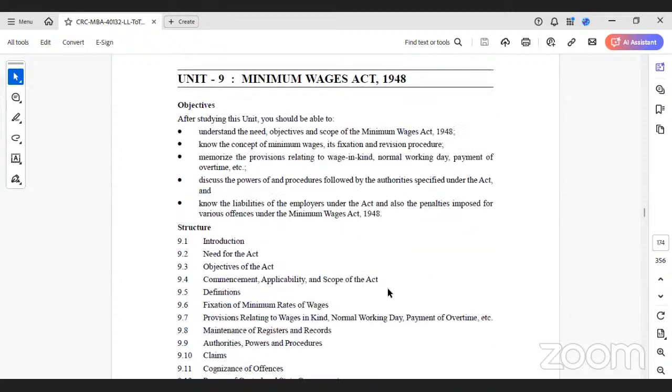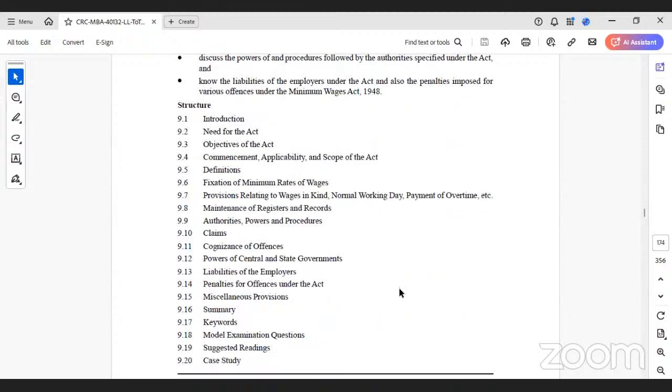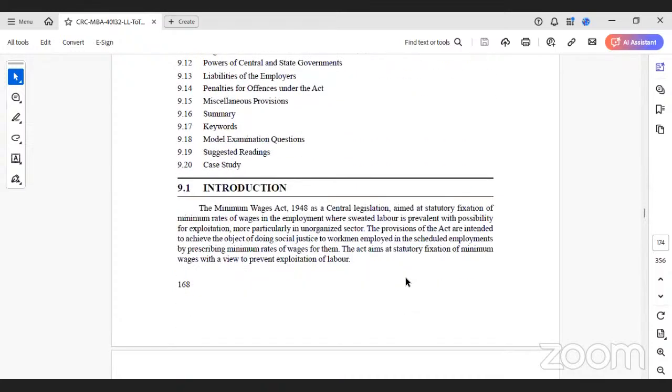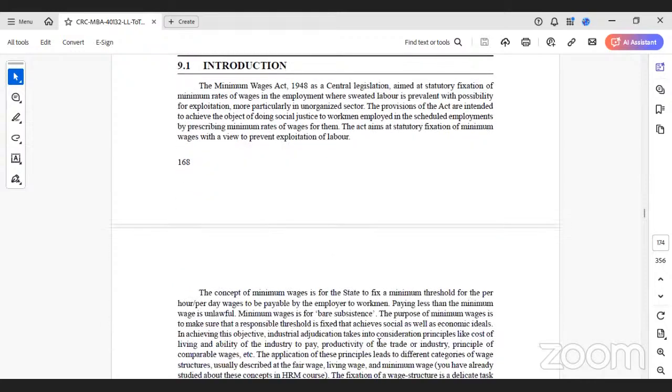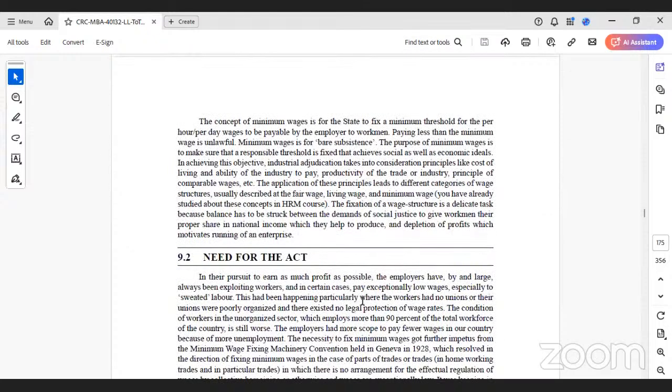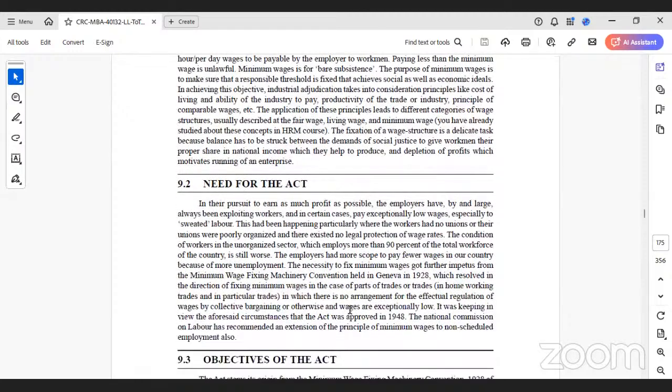Now we have the Minimum Wages Act 1948. So the Minimum Wages Act 1948 is a central legislation which is aimed at the statutory fixation of the minimum rates of wages in employment. So we have the statutory board which will say that this is the minimum wage, and the factories cannot pay anything less than the statutory wage fixed by the government.